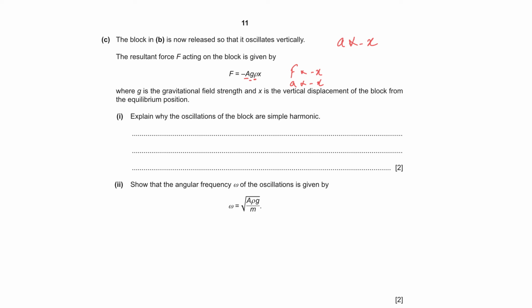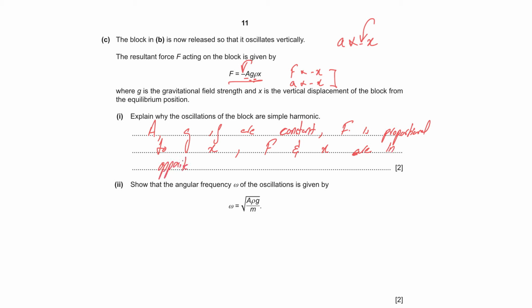So we'll write this down, keep it in terms of F and x because that's what the equation is. But this was for your understanding. A, g, rho are constant. Force is proportional to x, or the displacement, and this minus sign here means that they're in opposite directions. F and x are in opposite directions.